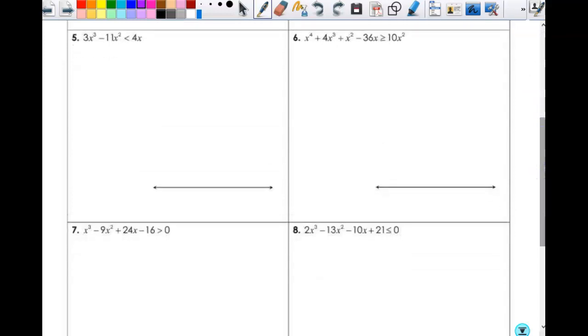All right, so on number 5, I need to set it to 0, which means I need to move this 4x. I mean, I could move all this over there, but I don't know why we would want to do that. So move it over here. So 3x cubed minus 11x squared minus 4x is less than 0. Then I need to factor it. So what's going to be the first thing I do? Get GCF, x, so I get 3x squared minus 11x minus 4. And then go ahead and factor that second part. And you can factor it by grouping, divide and slide, looking at it and knowing, whatever works for you.